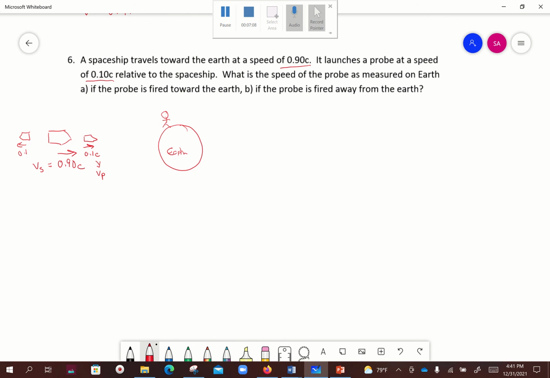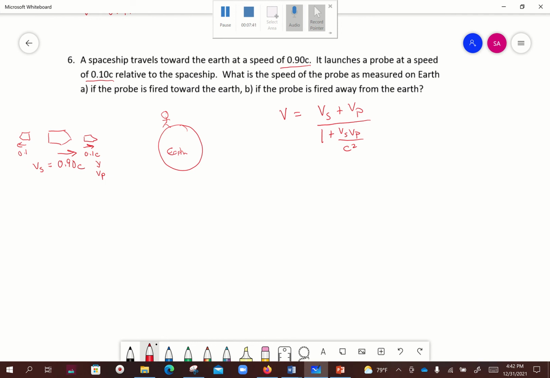So what's our equation? Well, our equation is that this total speed is equal to the sum of the two speeds, so the speed of the spaceship plus the speed of the probe. But in the denominator, we have a term that's going to be bigger than 1, so that our sum on the top can never be bigger than the speed of light. Okay, so I'm going to take the speed of the spaceship plus the speed of the probe, and I'm going to divide on the bottom by 1 plus the product of the two speeds divided by c squared.